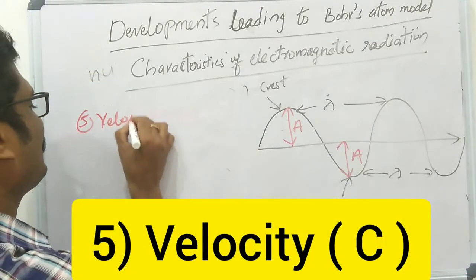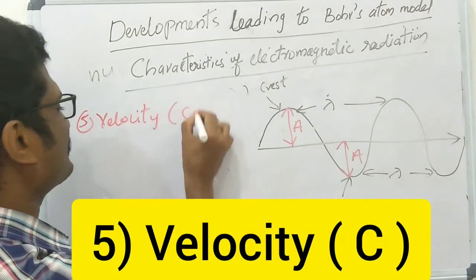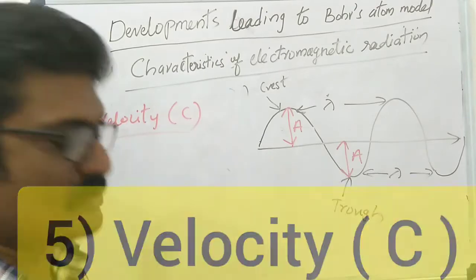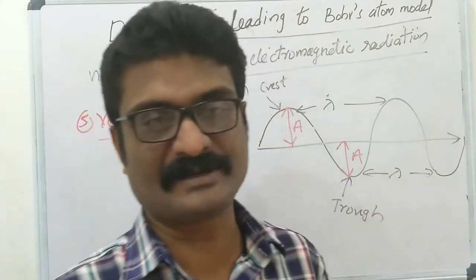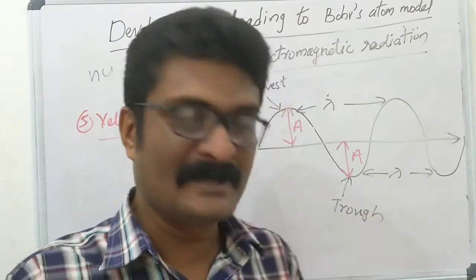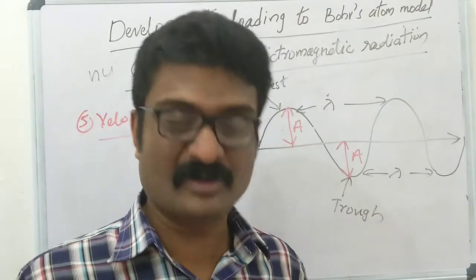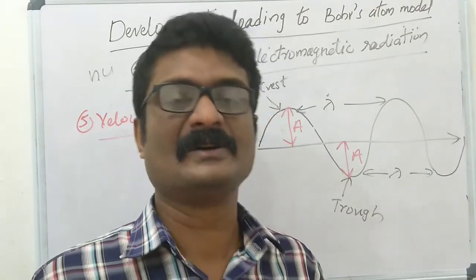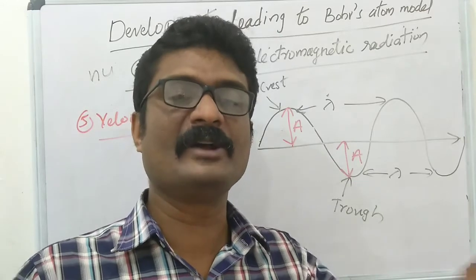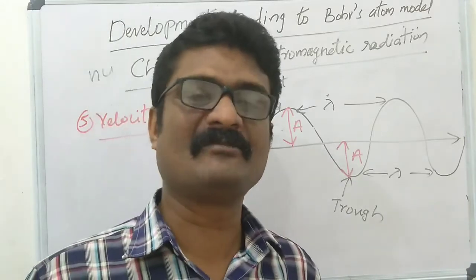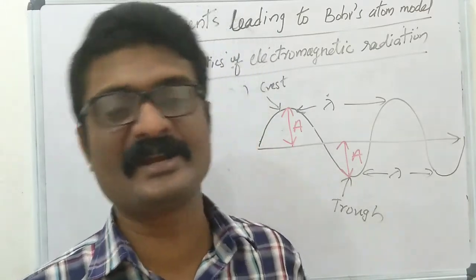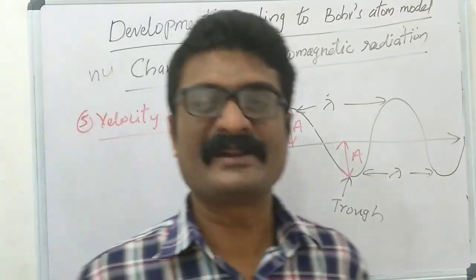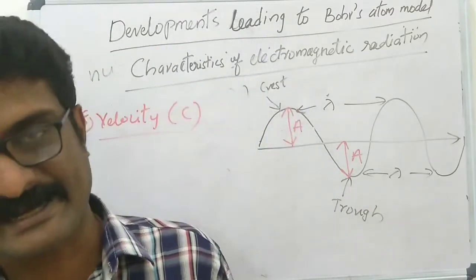And next, velocity. Its symbol is C. The velocity of electromagnetic radiation can be represented by the symbol C. Velocity means the distance traveled by a wave in 1 second, and the velocity of all electromagnetic radiation is 3 into 10 raised to 8 meter per second.